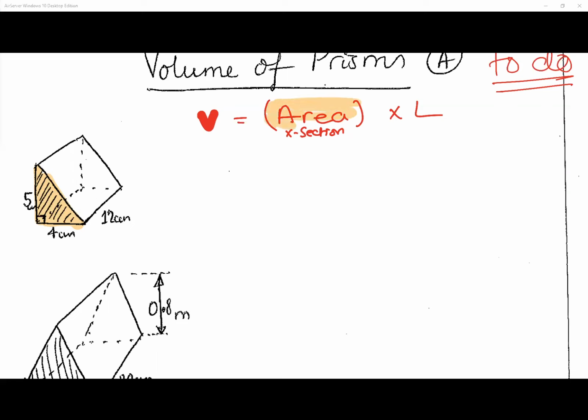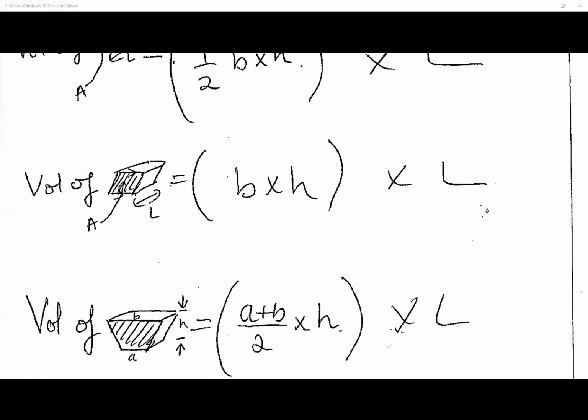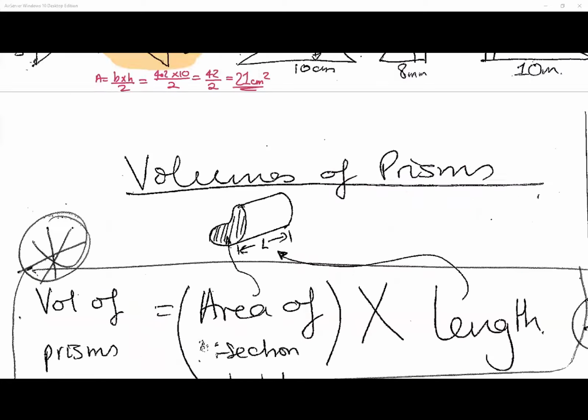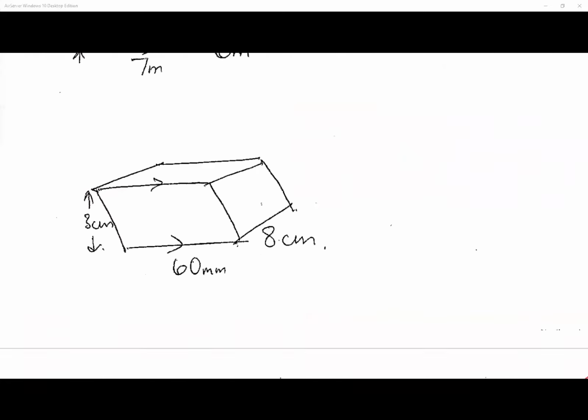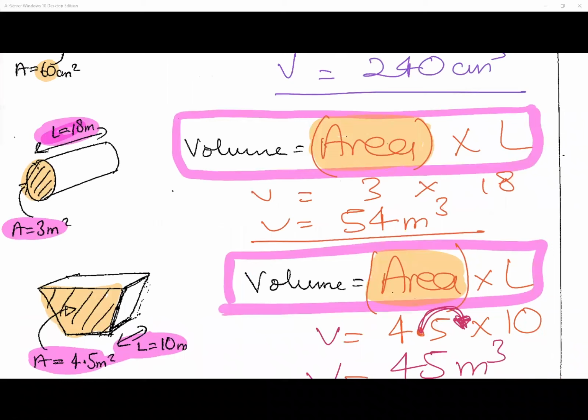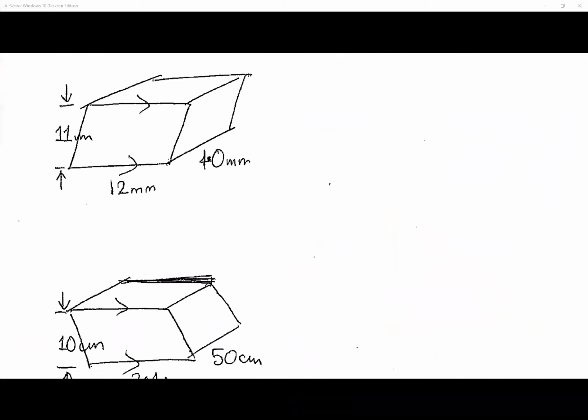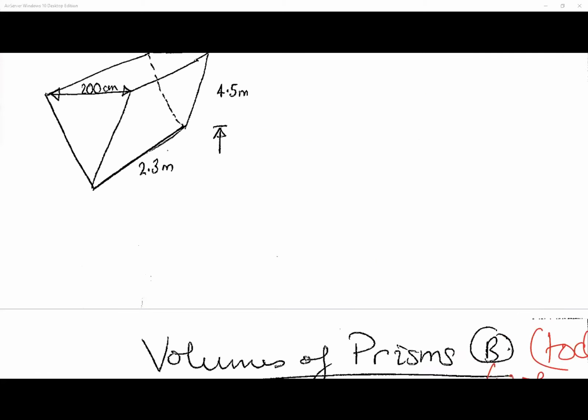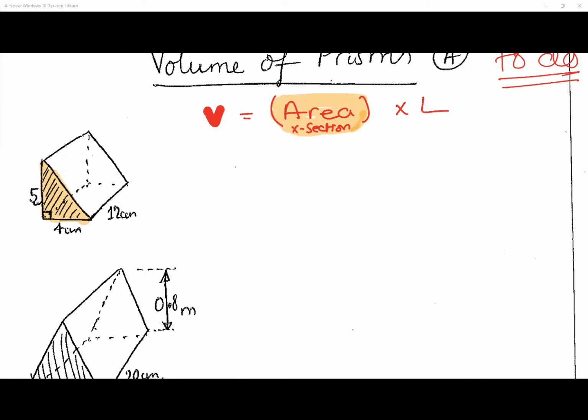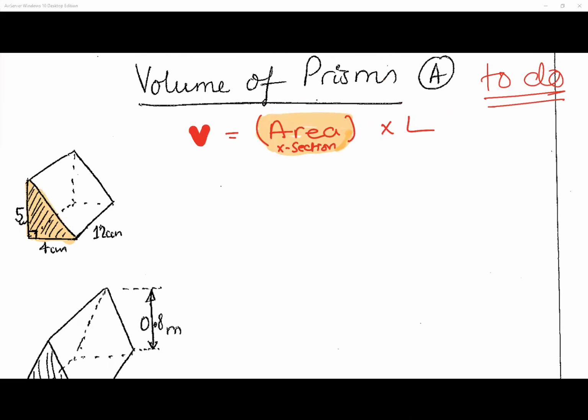Now, in the previous question that we just did, Ariana, what did they give us? In the previous question, did they give you the area in the question? Yeah, they did, didn't they? Well, let's look at the question we're about to do now. In this question, have they given us the area? No. So we've got to work out the area.